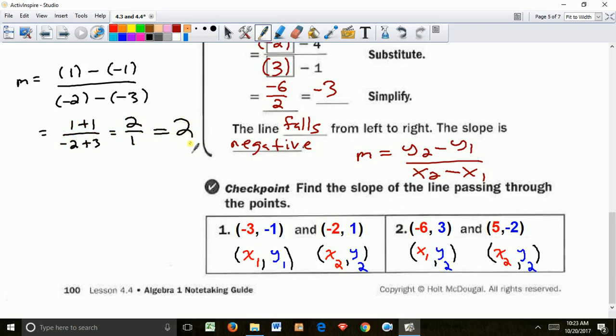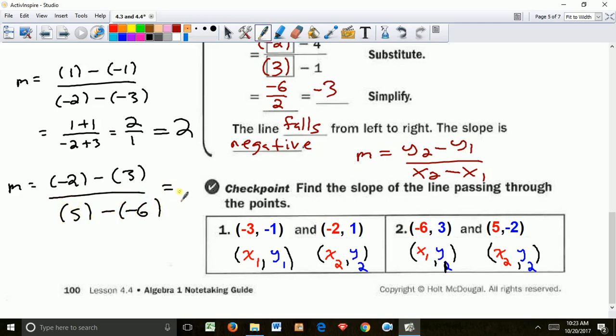For number 2, y2 is negative 2. Your y1, that should read 1 over there, is 3. And that's divided by x2, which is 5 minus negative 6. Again, you simplify this. In this case, you're going to get negative 2 minus 3, which is negative 5. And then 5 minus the opposite, negative 6, is 11. So that takes care of the checkpoints.